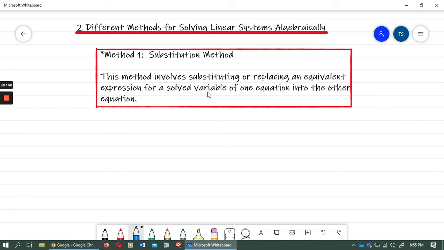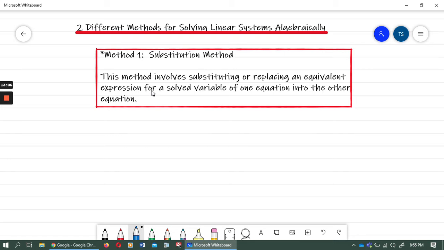Okay, so guys, this substitution method is a method that involves substituting or replacing an equivalent expression for a solved variable of one equation into the other equation. Now, I know that's a mouthful, and it probably sounds like I'm speaking Greek when I say that this method involves substituting or replacing an equivalent expression.